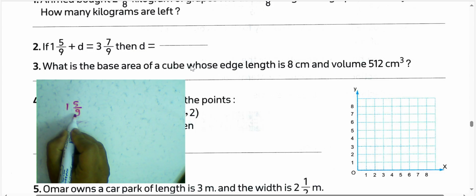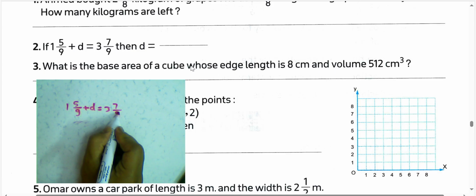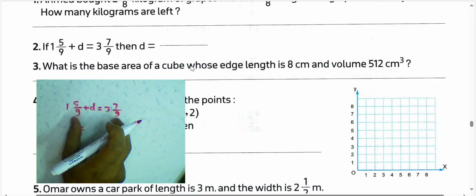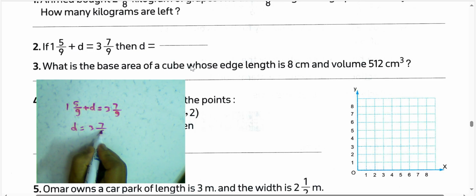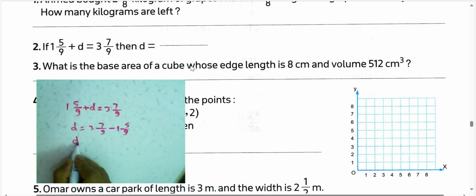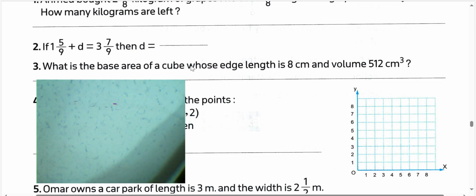1 and 5 over 9 add 2d equals 3 and 7 over 9. Then we can find d by finding the difference between two mixed numbers: 3 and 7 over 9 subtract 1 and 5 over 9. 3 minus 1 equals 2, and then we can find the difference, 7 minus 5 equals 2. So the result will be 2 and 2 ninths. Okay.